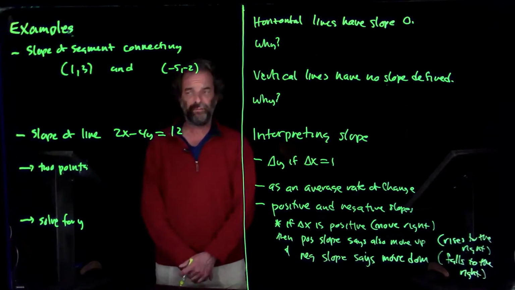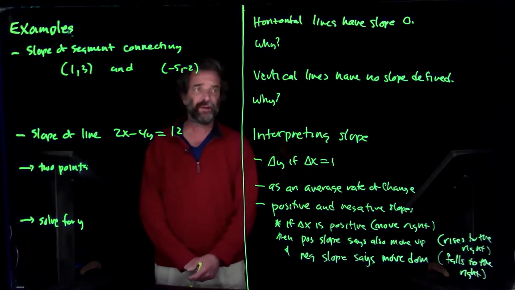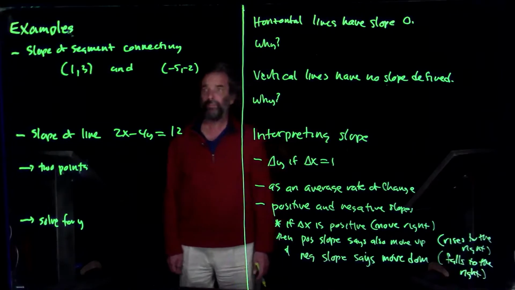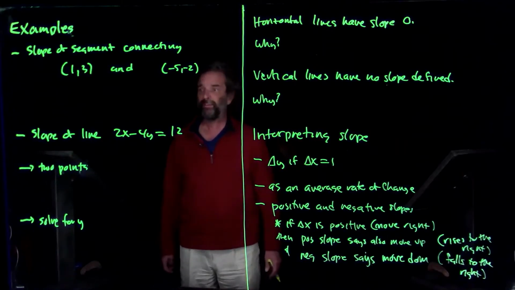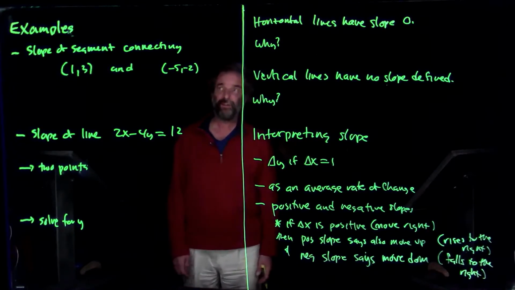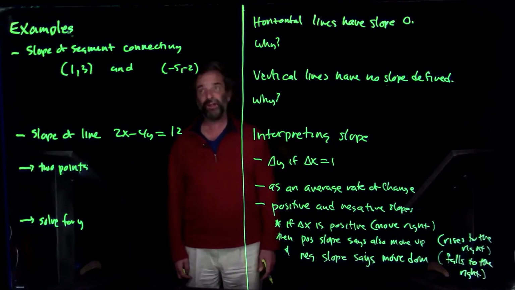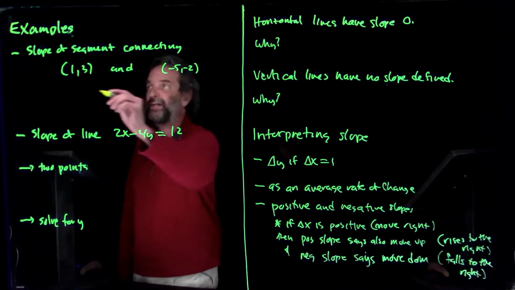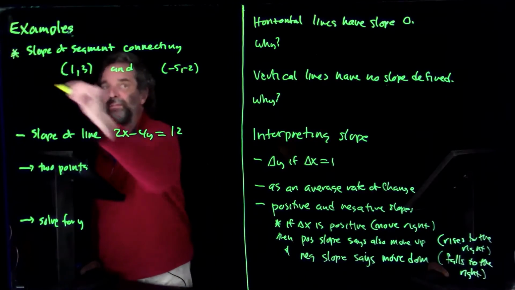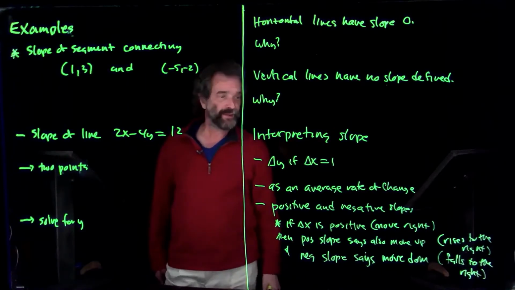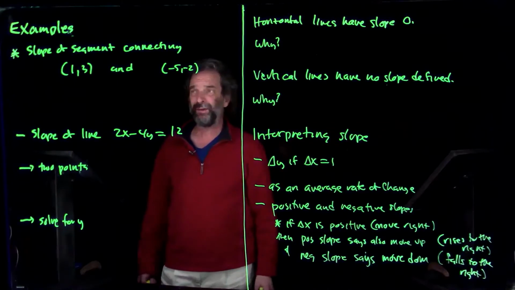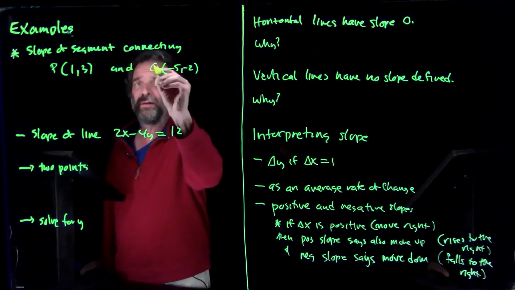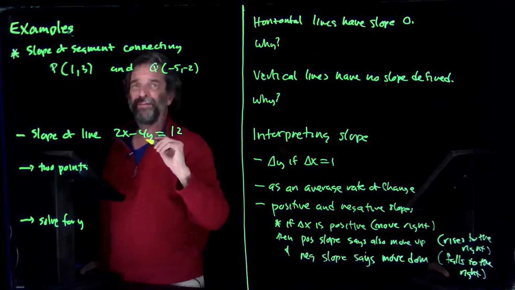So let's go and look at some examples in more detail, regarding some calculations and ways of thinking about slopes of lines and line segments. First we'll start off with the slope of the line segment connecting these two points. We need to identify, well, we'll call them P and Q, I guess. And we have to say which point is coming first in our mind.